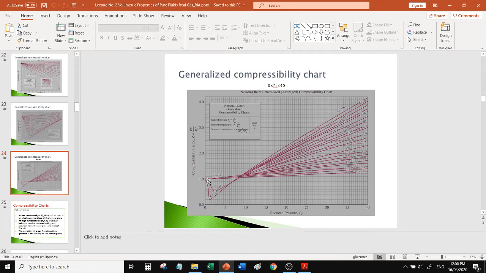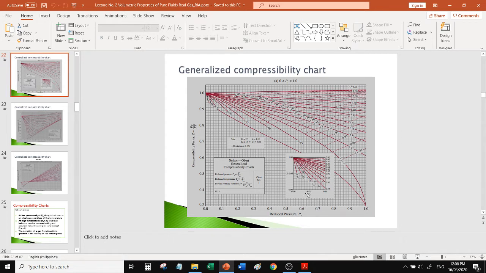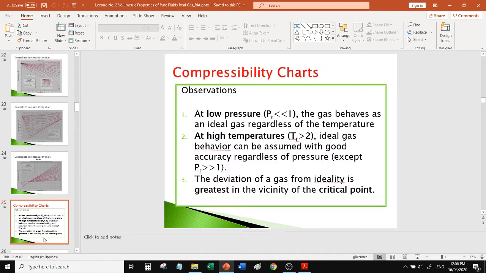Let's zoom in. Okay. Let's use the zoom in. So, this is it. Reduced pressure is less than 1. So, this is 0.1, 0.2, 0.3. And then we have various TRs. So, it says less than 1. So, let's assume it is between 0 to 0.1 or 0.2. So, it is close to the value of the compressibility factor on the y-axis, close to the value of 1. So, regardless of the TR, which is represented by the different lines here, when your PR is less than 1, which is this part, it is close to Z equal to 1. So, that's the first observation.